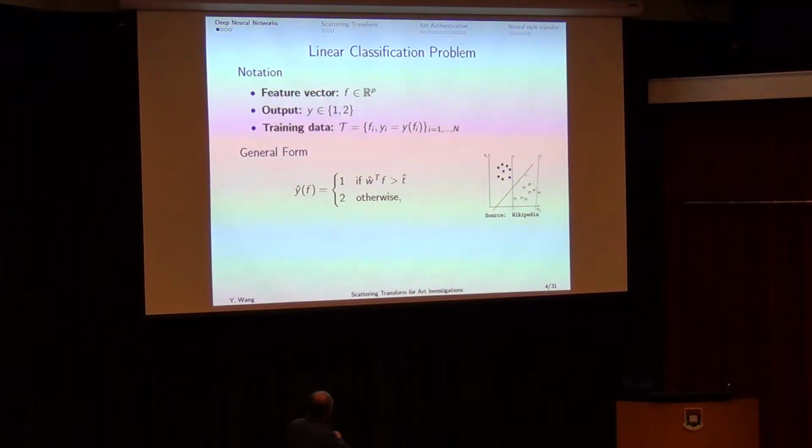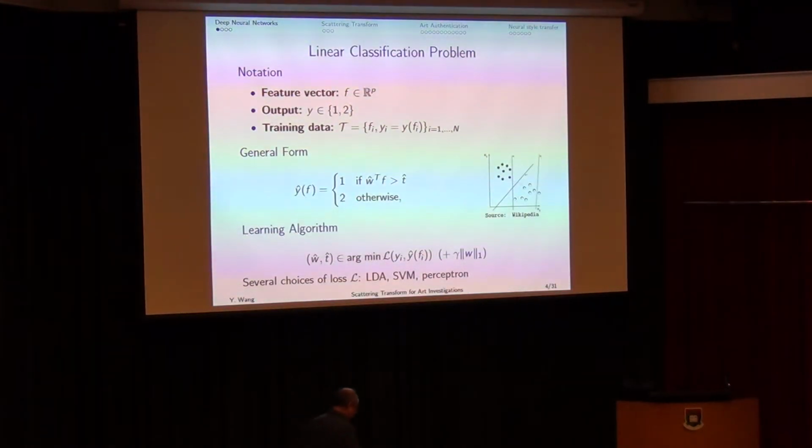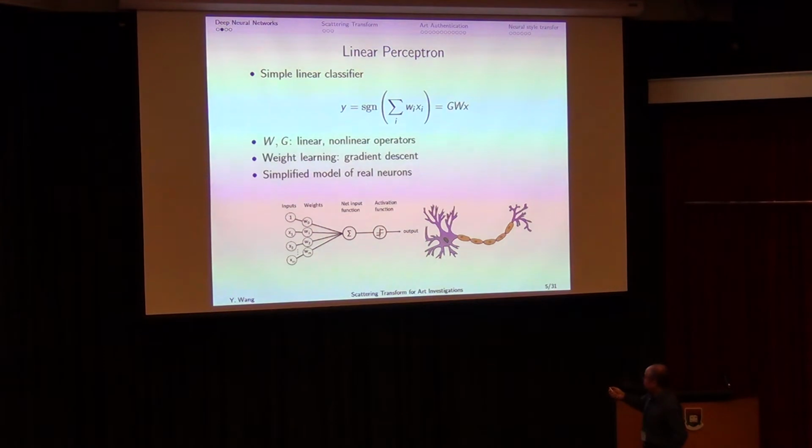The popular ones, I just list a few here: linear discriminant analysis (LDA), SVM, and the perceptron. So this is a simple linear perceptron, which is used in all the neural network models. It is very, very simple. Just think about a single neuron. You have a bunch of inputs. These are the features, xi.